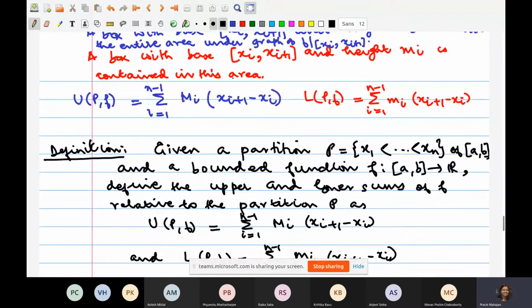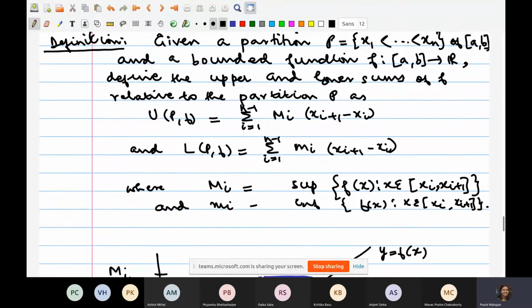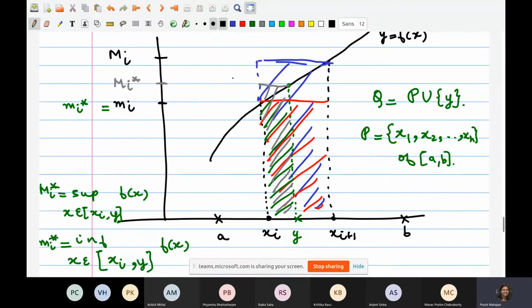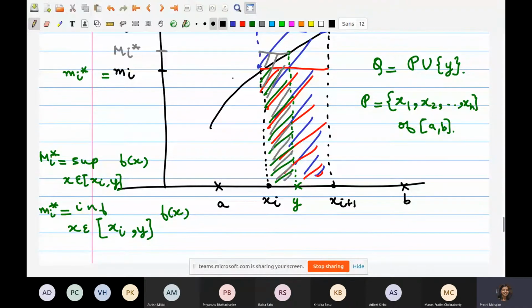So this is one candidate. Now what happens if we add more points to a partition? This is what I was trying to draw last time. So suppose I consider a partition Q such that every point of the partition P is a point in the partition Q, and I have one more point. So then how does the upper sum with respect to the partition Q compare with the upper sum with respect to the partition P? Let's try to write that down. So Q has just one more point than P.